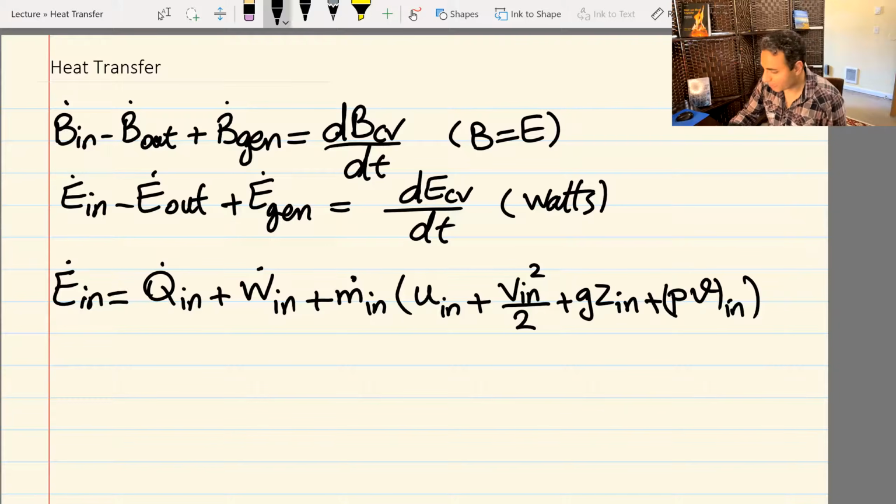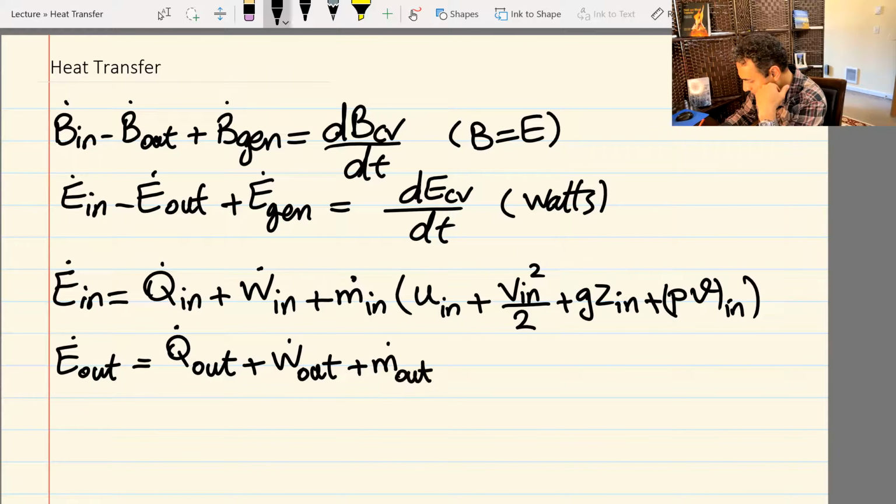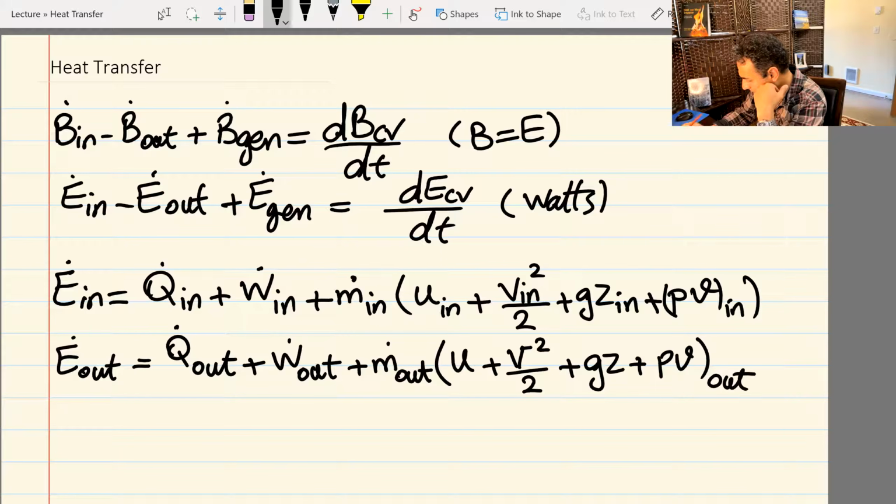Flow work per unit mass, inside this parenthesis, everything is joules per kilogram. We show it by pressure times the specific volume, PV, like this, the whole thing in. And for energy out, it's exactly the same thing. It's Q dot out plus W dot out plus m dot out times u out plus V squared over 2 out plus g z out plus PV, the whole thing out. This is more efficient than what I did for E in.